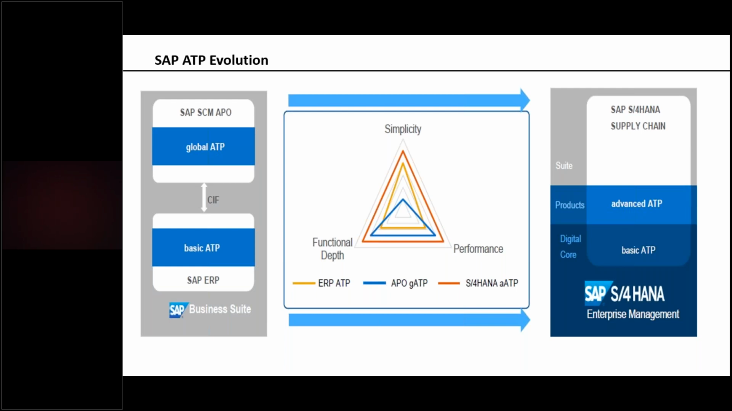Sorry. So along with advanced ATP in S4HANA, basic ATP is still available. That means clients who do not require advanced ATP can still proceed with basic ATP. And clients who want to implement advanced ATP still need a separate license to use the advanced ATP functionality.